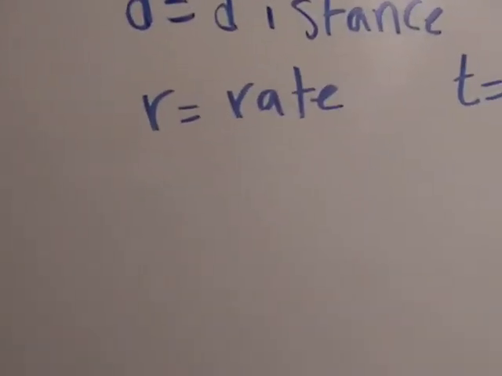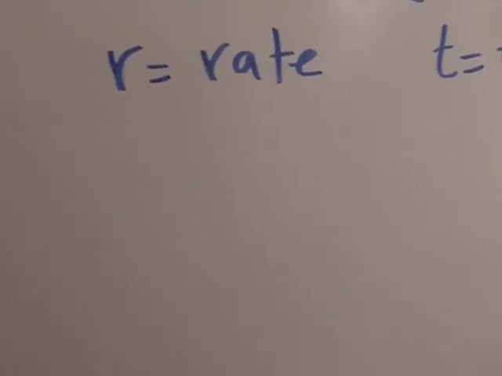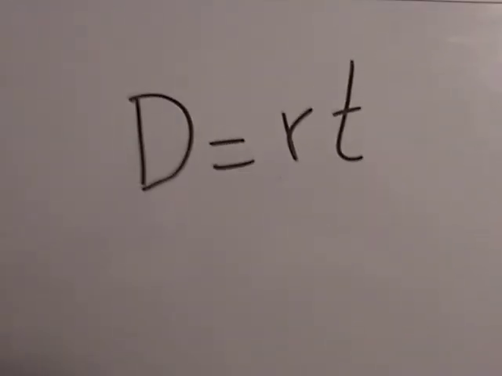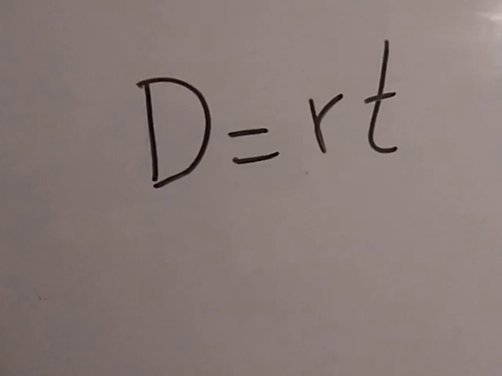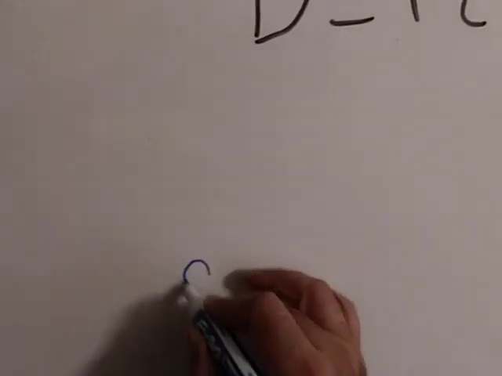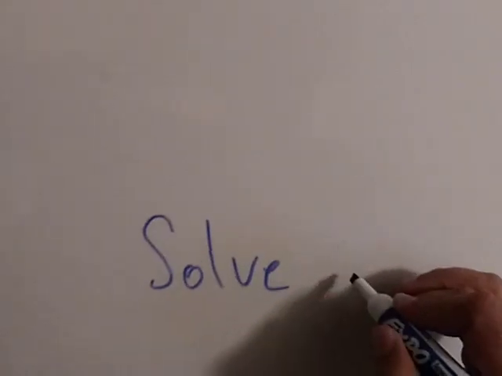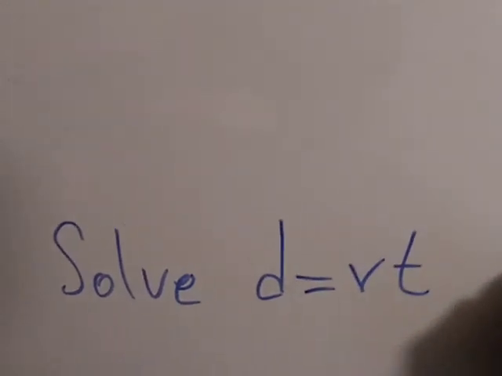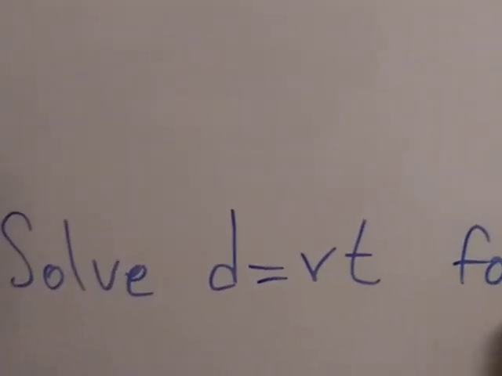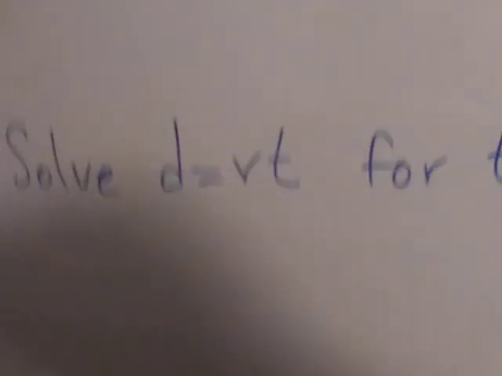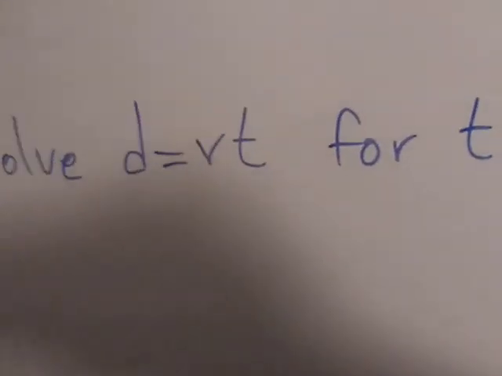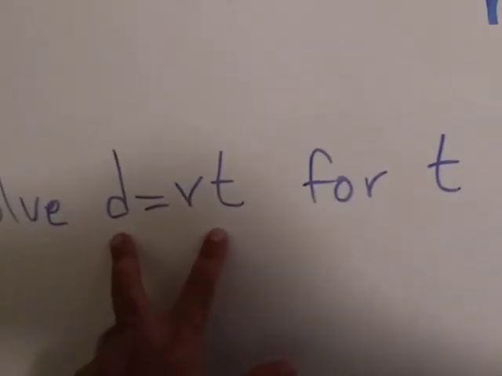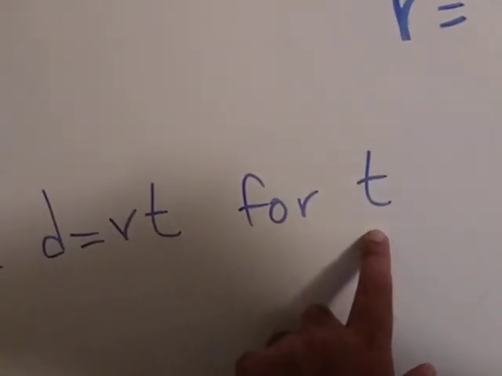So for example, an example or a problem they would ask you to do would be, they'll say, solve d equals rt for t. Okay, so whenever they give you this question, what they're technically telling you to do is to isolate the value of t from this formula.